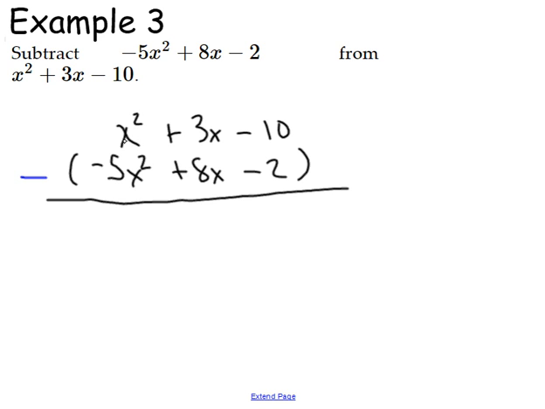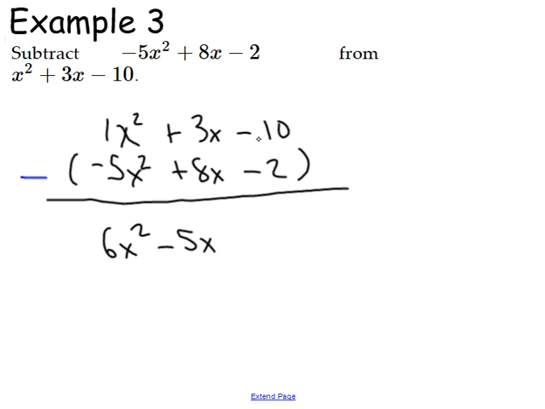So we got x squared, or 1x squared, minus negative 5x squared. So again, whenever you're subtracting a negative, it's like you're doing addition. It's like doing 1 plus 5. So you're going to get 6x squared. Do not add the exponents. You're not multiplying here. The exponents and the variable stays the same. Next, 3x minus positive 8x. So 3x minus 8x, that's going to be negative 5x.